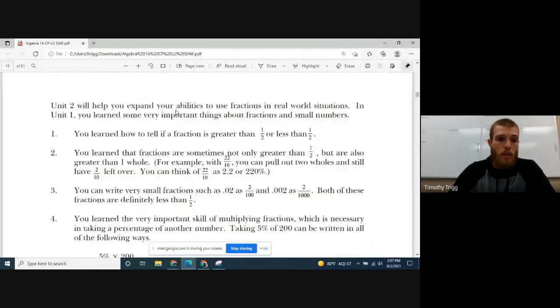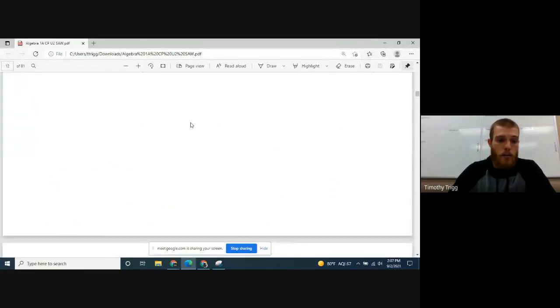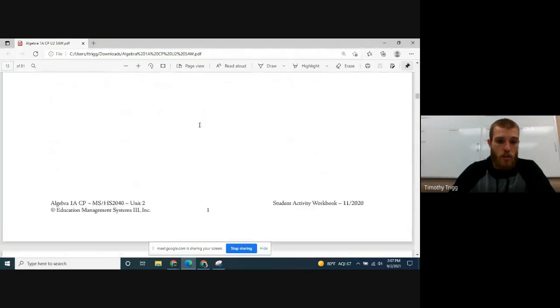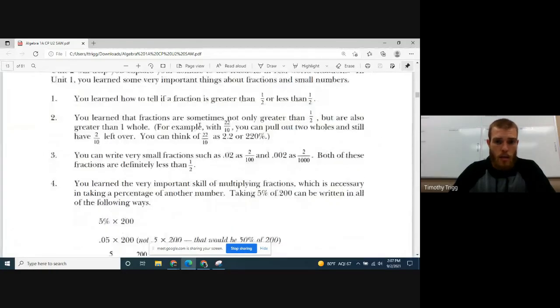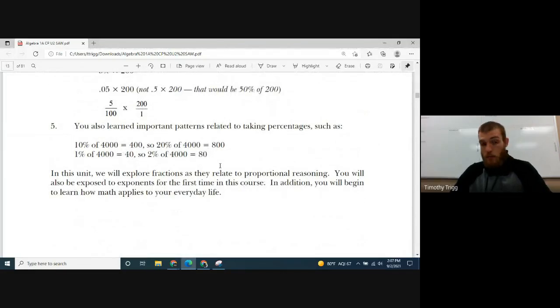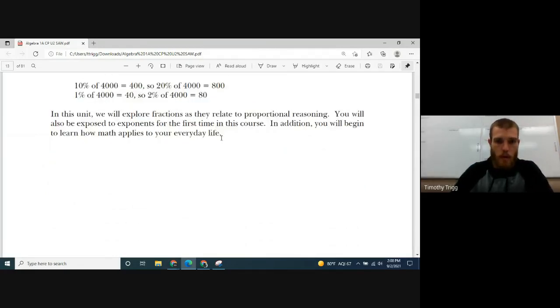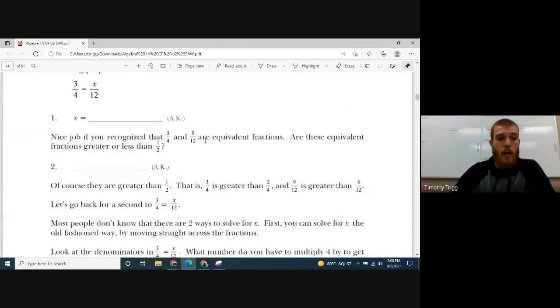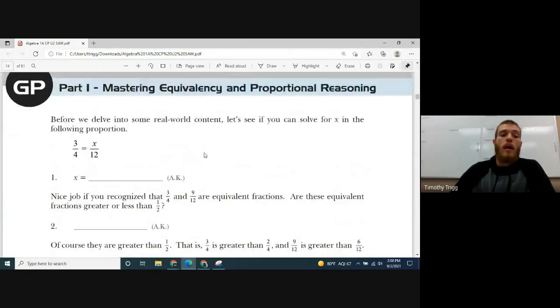So the guided practice, you could start on page 1 here. Here it's just talking about some of the stuff we covered. You can go ahead and read that on your own if you want, but some of the stuff we already covered in Unit 1. So if you need to, you could look at that. If not, let's just move along. We're going to start with this sort of problem right here.